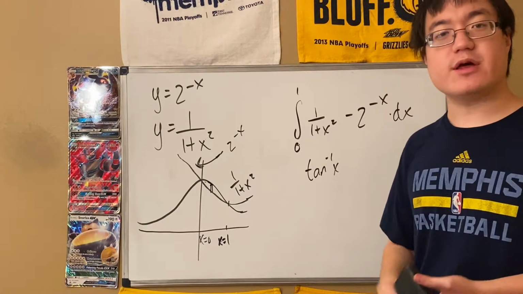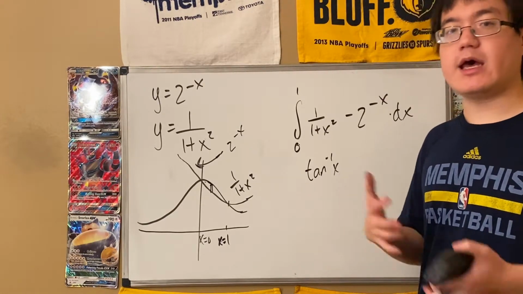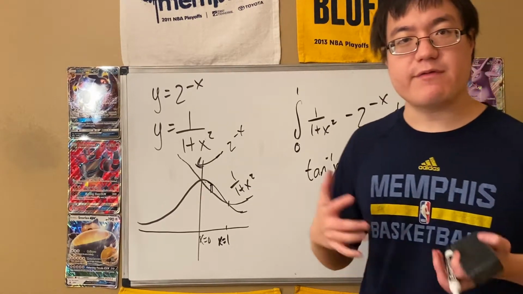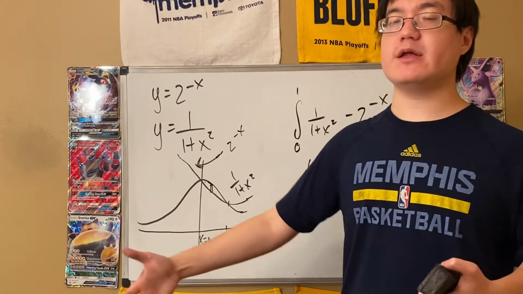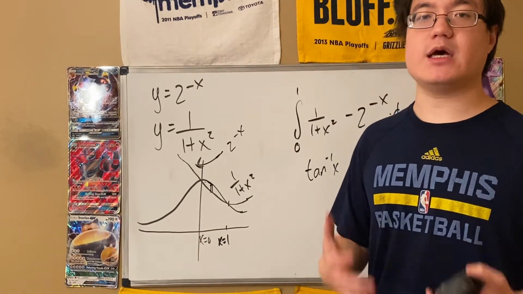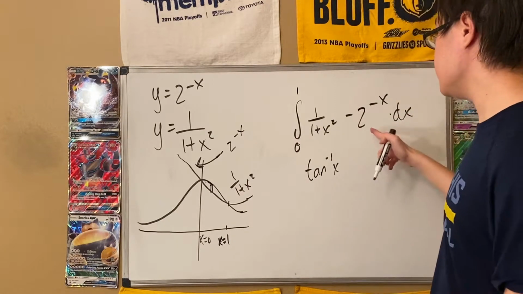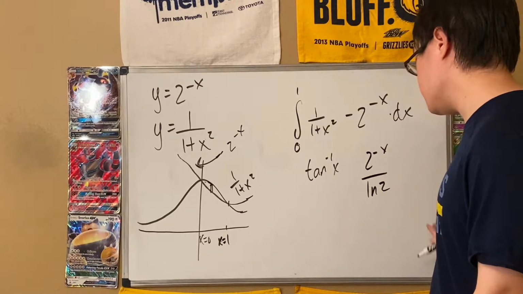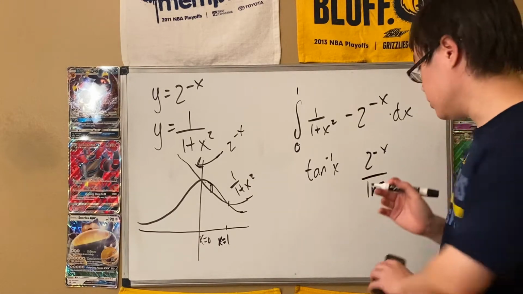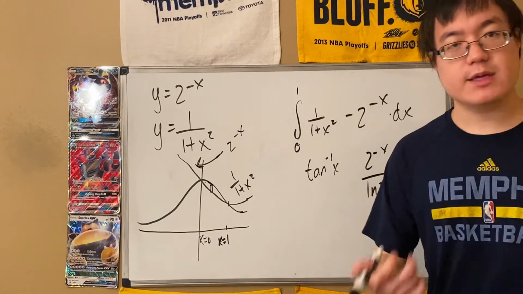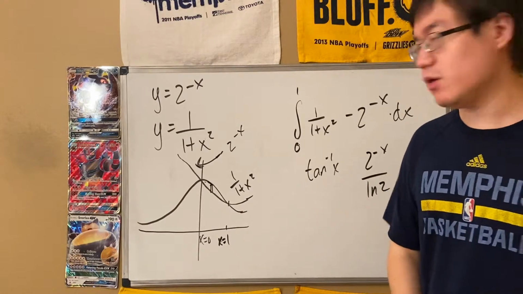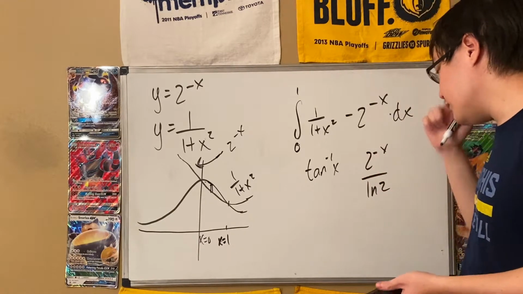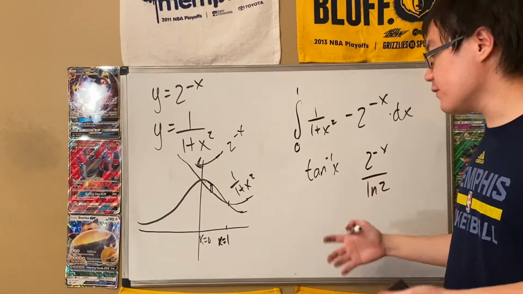But first, let me remind you that this is not the power rule. This is the a to the x rule. So the derivative of a to the x is a to the x times ln of a. The integral of a to the x is a to the x over ln of a. So in this case, it's going to be 2 to the minus x over ln of 2. But chain rule and u subs are on both the AB exam and the BC exam, so you want to be wary of that. How are we going to finish this off?